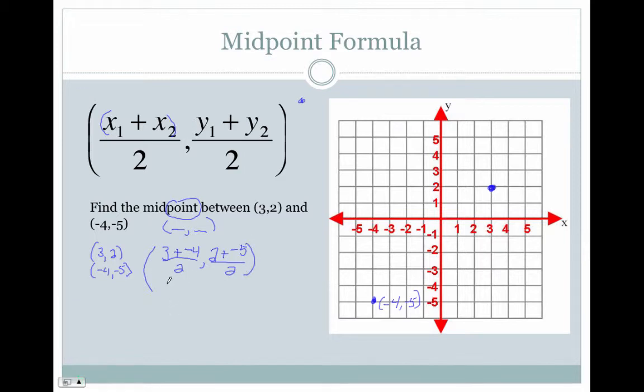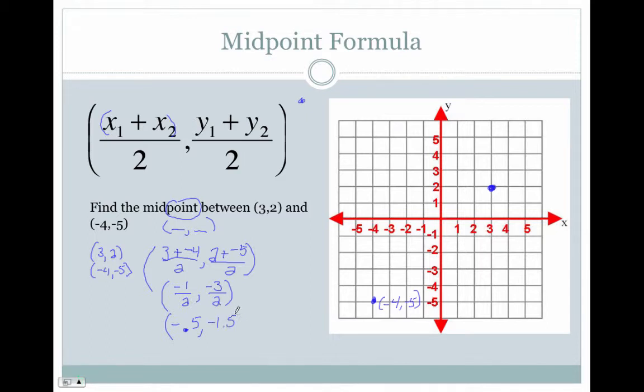Now I'm going to do this in my head, not the calculator, so I'm going to do the order of operations correctly. If you need a calculator, you have to do the addition first, then the division. So 3 plus negative 4 is negative 1 over 2, and then 2 plus negative 5 is negative 3 over 2. And then I'm going to divide those by 2. So negative 1 divided by 2, you can do it in your calculator if you need to, is negative 0.5. And then negative 3 divided by 2 is negative 1.5.